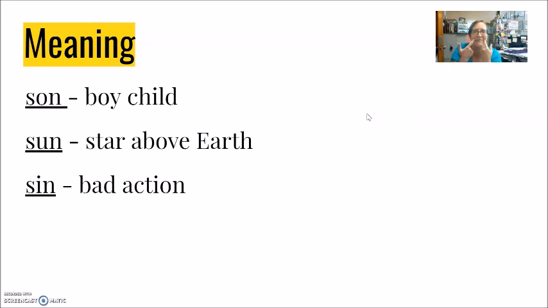Sin, that in having really tight lips. Sin is used for a bad action. Sin can be a verb or a noun. Soon, near in time, the next recent event, a closely arriving event. Sun, sin, soon.